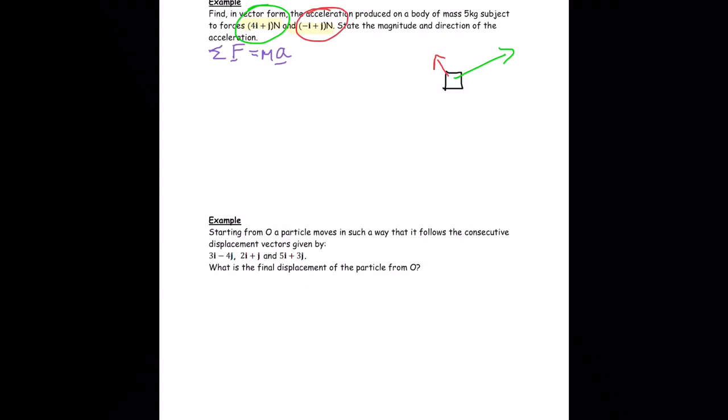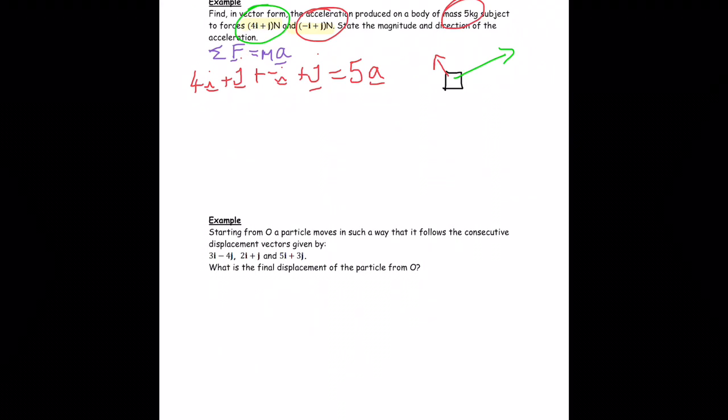So I've got these two forces, and Newton's second law says that the sum of these forces, so my 4I plus J, add my minus I plus J, should equal the mass of the object, which is 5 kilograms, times its acceleration, and the acceleration will also be a vector. So we can use vectors to represent forces. We can use them to represent accelerations.